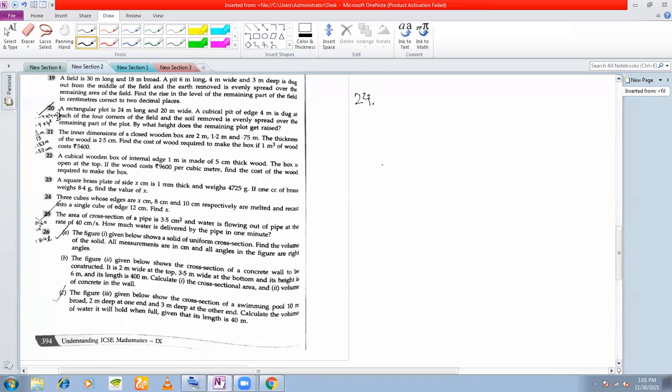Three cubes whose edges are x centimeter, 8 centimeter, and 10 centimeter respectively are melted and recast into a single cube of edge 12 centimeters. Find x. So you have three cubes, which are being melted. Let us say these three are the cubes. This cube has edge x. Length, breadth, and height are all x.